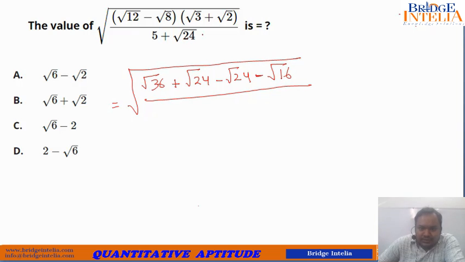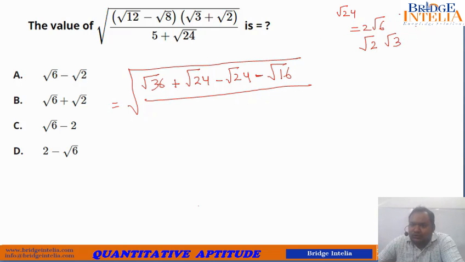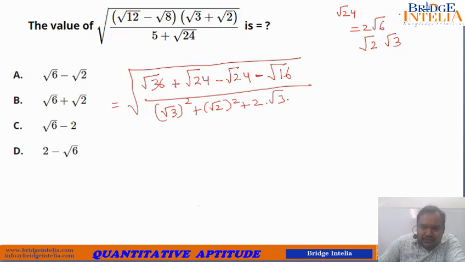So root 24 is actually 2 root 6. The moment you realize this, the job is done. Root 24 can be written as 2 root 6. So there is a hint that root 6 has been created with the use of root 2 and root 3. Root 2 into root 3 is equal to root 6, and if you square them up and add them up, they come up to be 5. So this denominator can now be carefully written as root 3 whole square plus root 2 whole square plus 2 into root 3 into root 2.